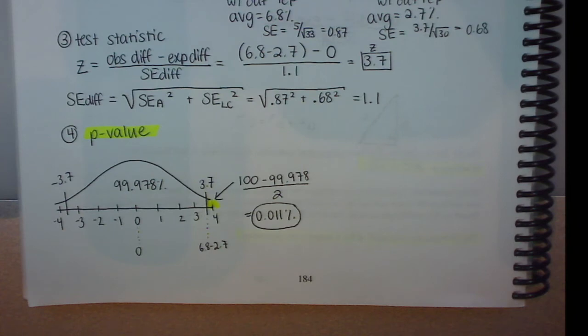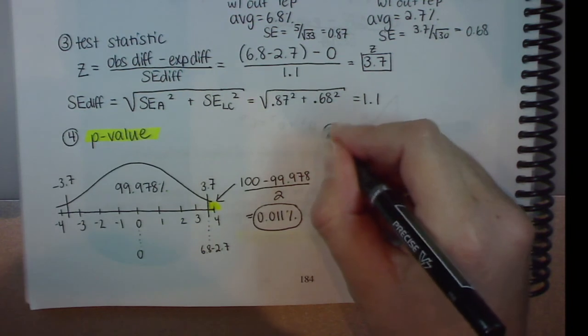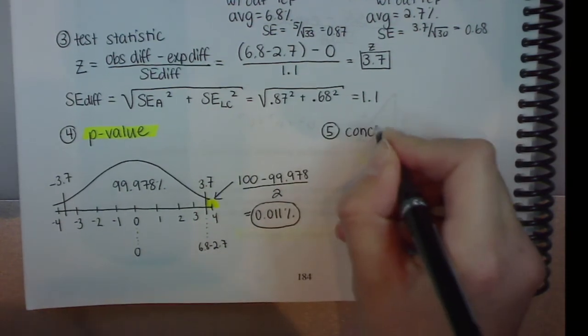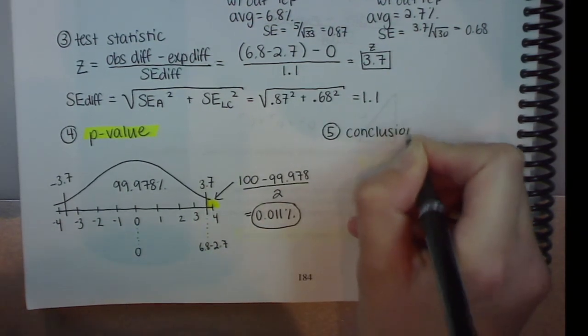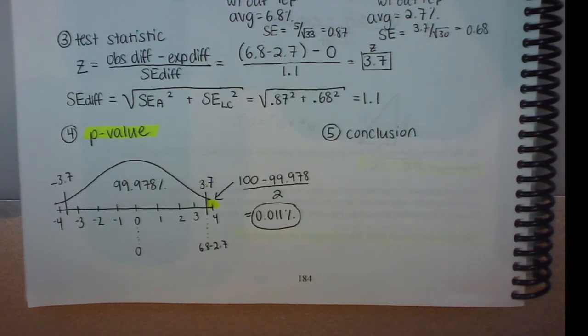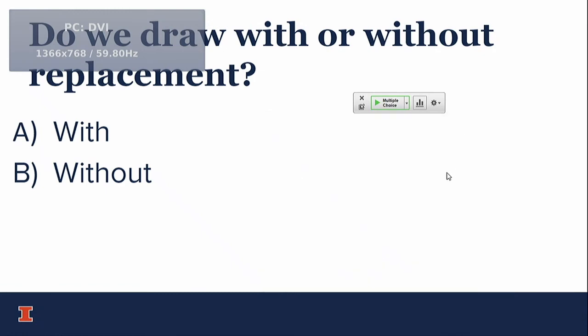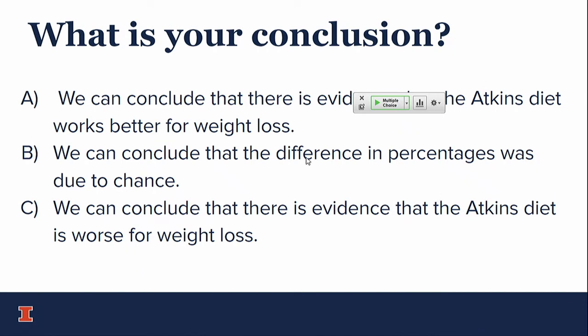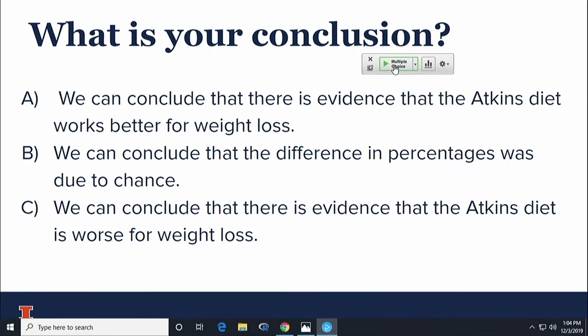So that's my p-value. And then the conclusion, I'm going to put up 2 options for the conclusion. I want you guys to pick the best one. So the last step of the test is to say, okay, so what's the deal? Does the Atkins diet work or not? So here are the 2 options. There it is. All right. So I want you guys to pick, oops, there's 3. I thought there were 2. There's 3 actually. So pick the best one out of these 3.